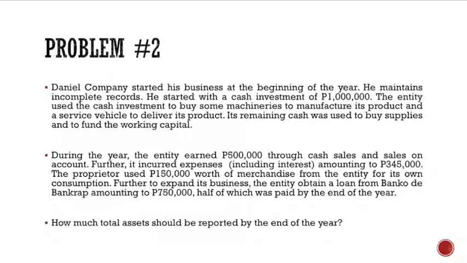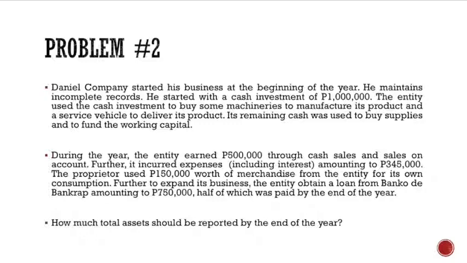Problem number 2, Daniel Company. Daniel Company started his business at the beginning of the year. He maintains incomplete records. He started with a cash investment of 1 million. The entity used the cash investment to buy some machineries to manufacture its product and the service vehicle to deliver its product. Its remaining cash was used to buy supplies and to fund the working capital.